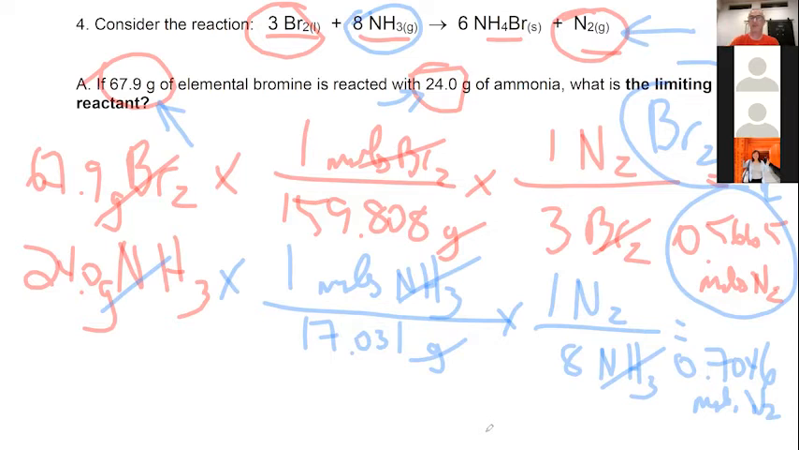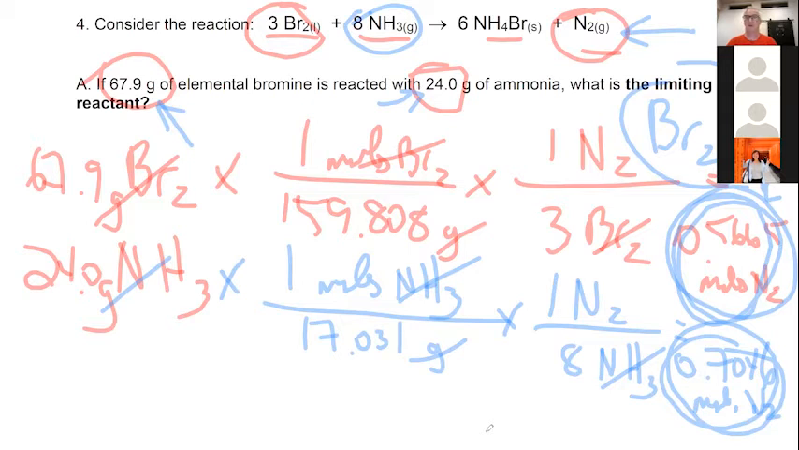I just picked nitrogen because I figured the math would be easier. So all the bromine converted to product makes this much. All the ammonia converted to product makes this much. The bromine makes less. So by definition, it's the limiting reactant. Okay. So that's all the information you need for this particular part of the question.